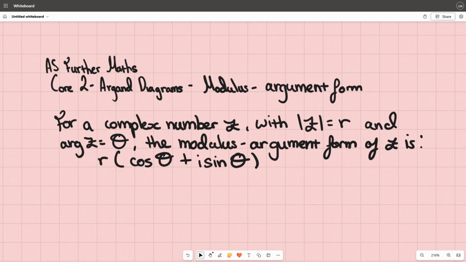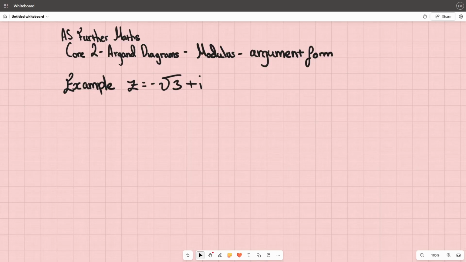Okay, so now moving on to modulus argument form. For any complex number z with modulus of z equal to r and argument of z equal to theta, the modulus argument form of z is r brackets cos theta plus i sine theta. Now I have an example where z is equal to minus root 3 plus i, and I want to put it in modulus argument form.